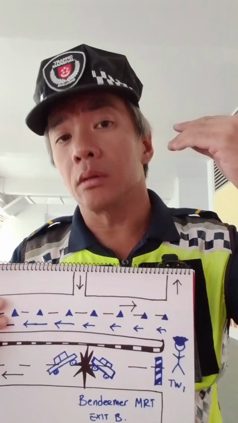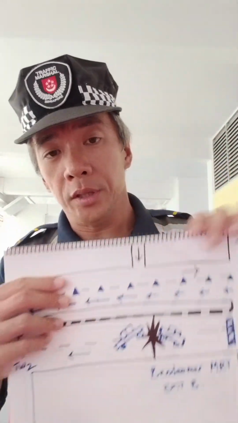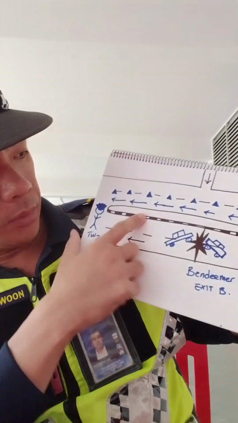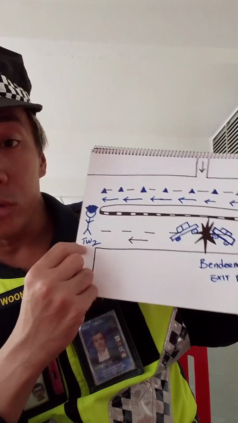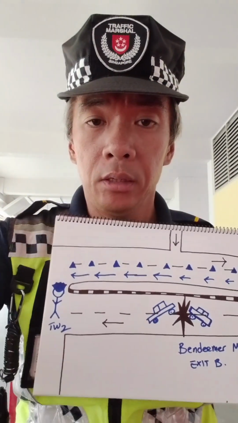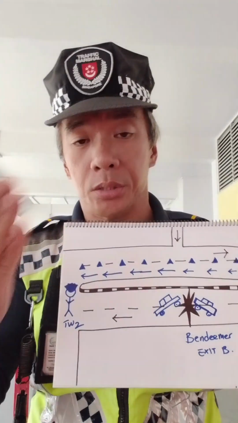So then you say, sending vehicles, sending vehicles pumping to you. Then TW2, traffic warden 2, will respond. He will have to acknowledge. You say, copy, send your vehicle, send it.